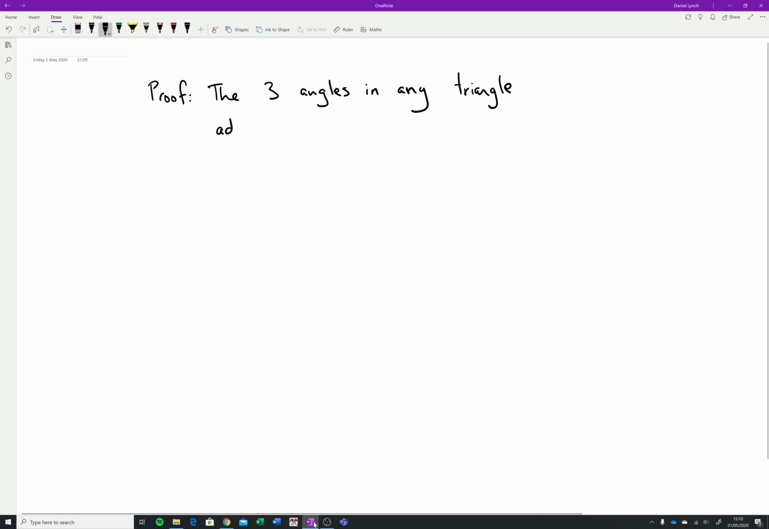So we'll start off with the first proof that we have here. It's Theorem 4, which is the proof that the three angles in any triangle add to 180.